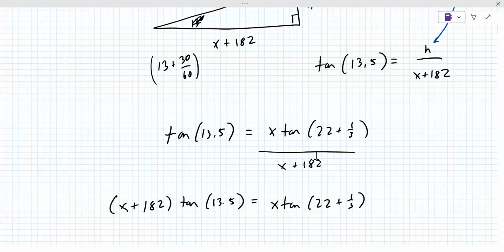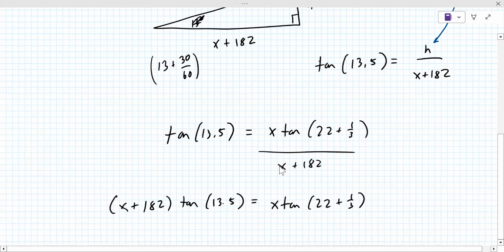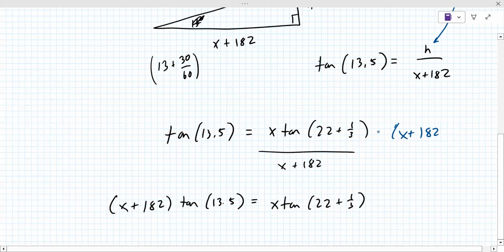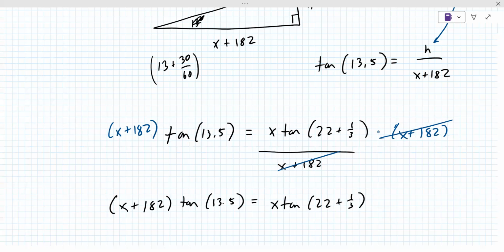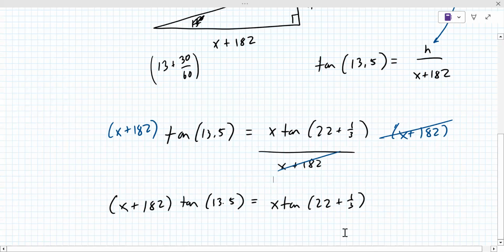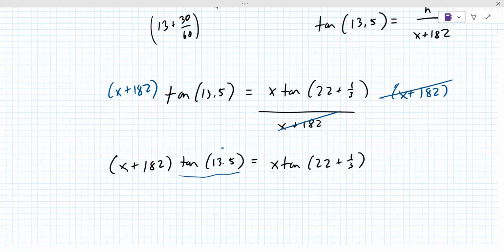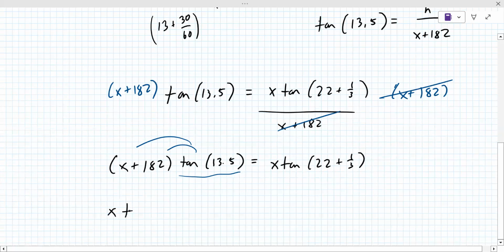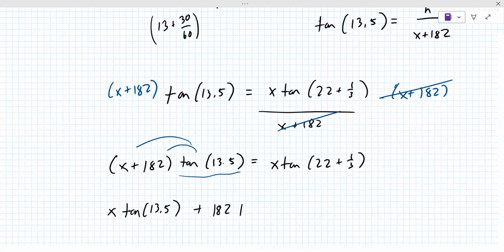So yeah. Okay, so you're trying to get the variables on the same side. So you first have to multiply both sides by the x plus 182. And that clears it out on the bottom. On the left side, you're distributing this tangent 13.5 to each of these. And so you end up getting x tangent 13.5 plus 182 tangent 13.5 equals x tangent 22 plus a third.